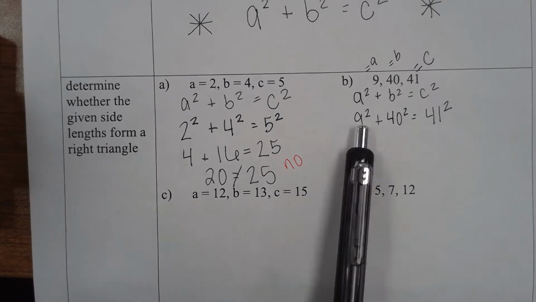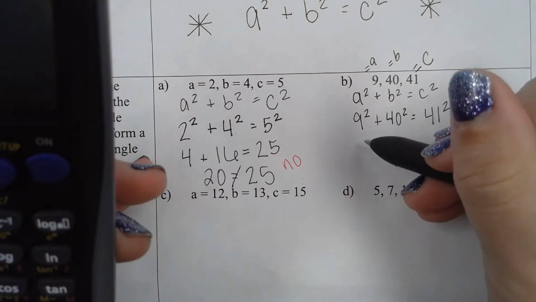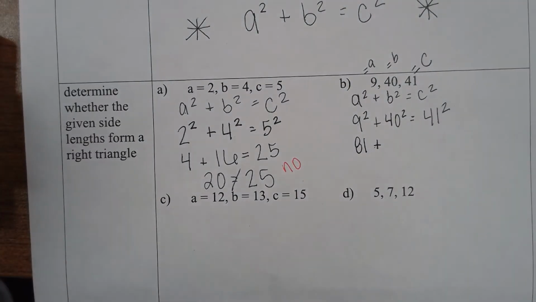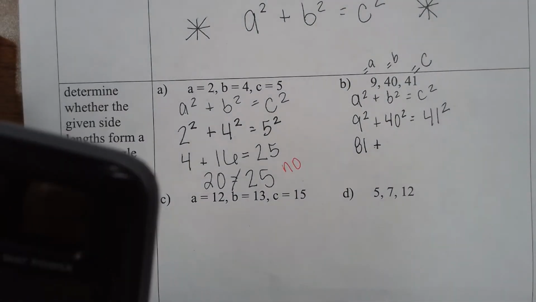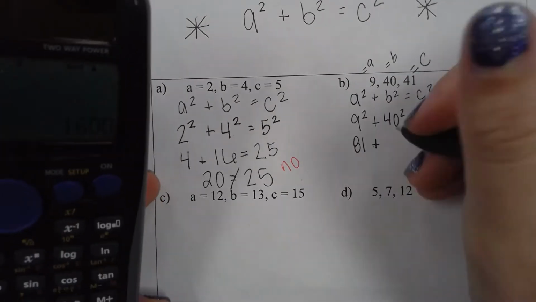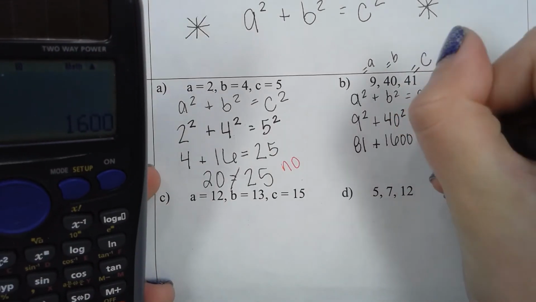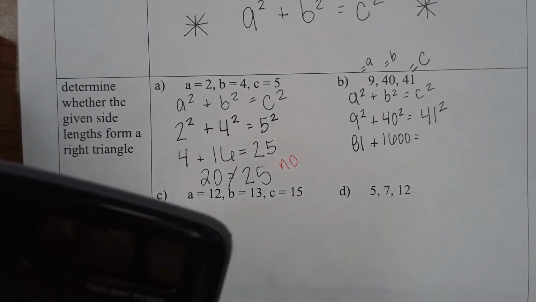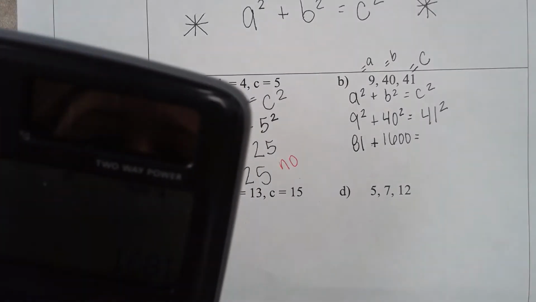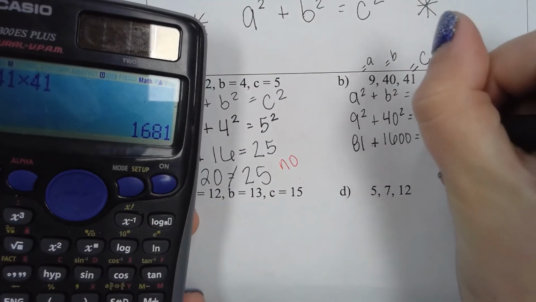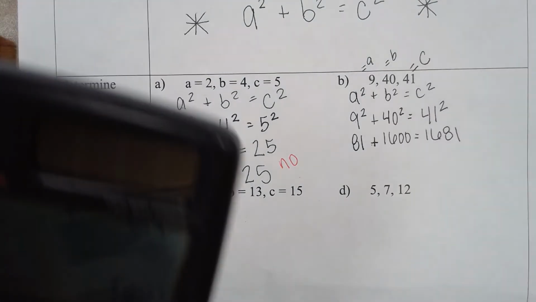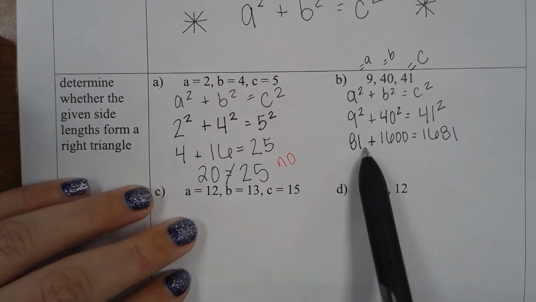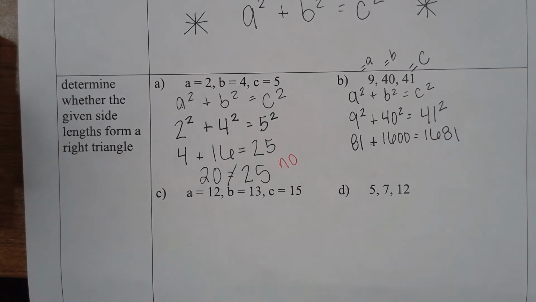So 9 squared is 9 times 9, which equals 81. 40 squared is 40 times 40, and that equals 1600. And the last one is 41 squared, so 41 times 41 is 1681. So last step is to simplify your left side of the equation.